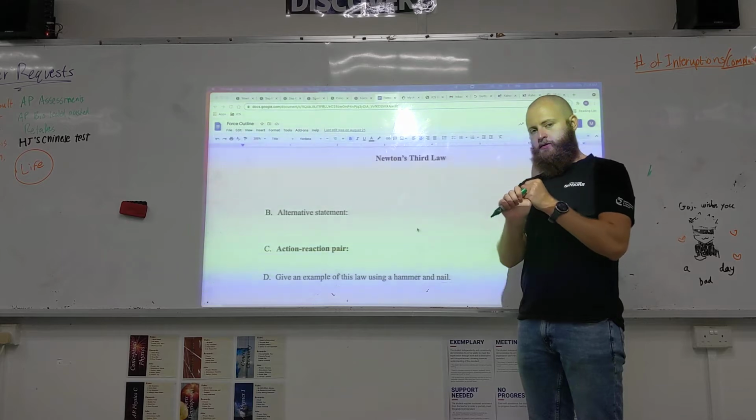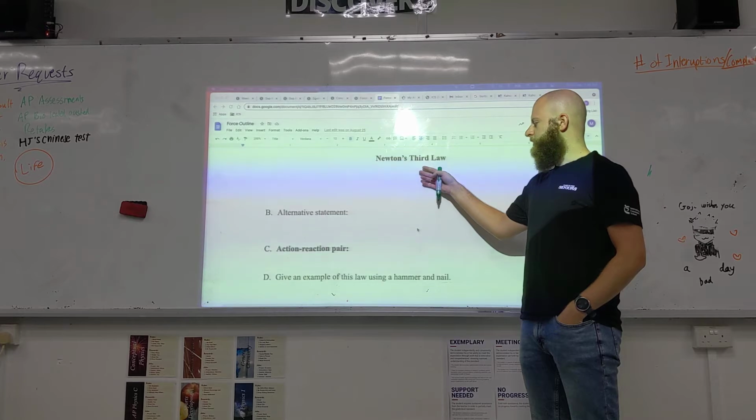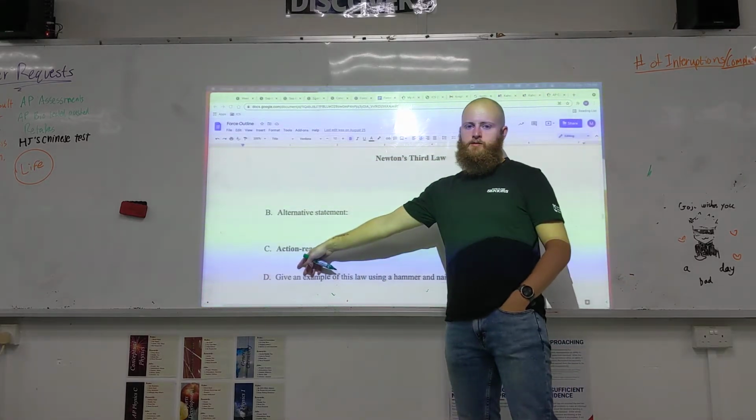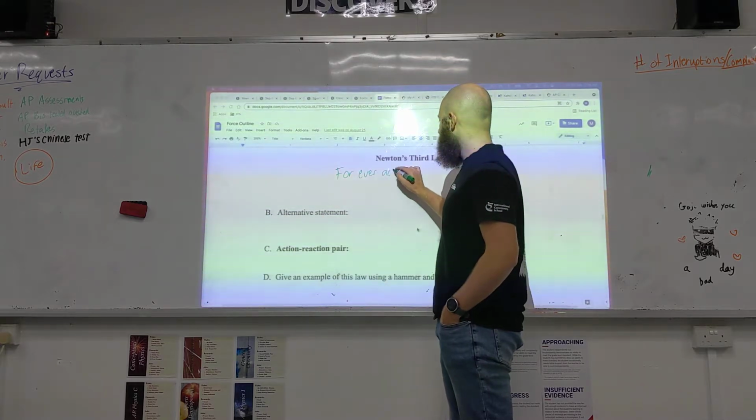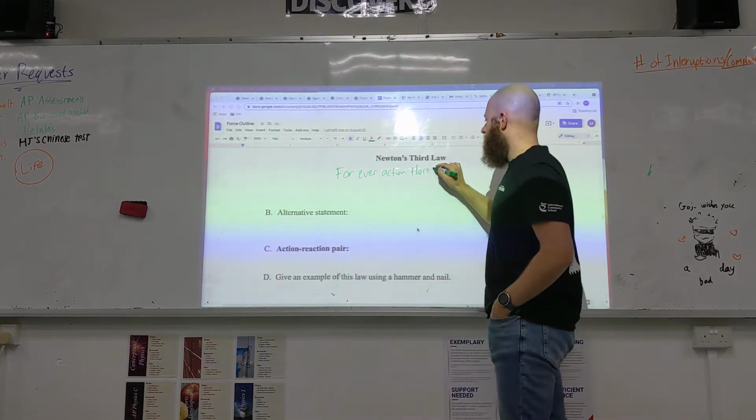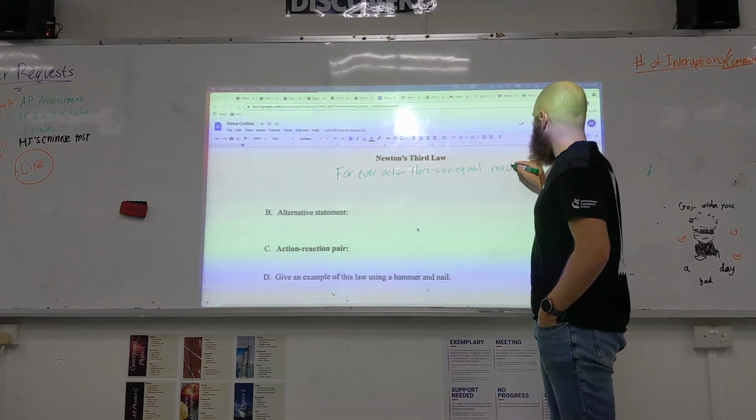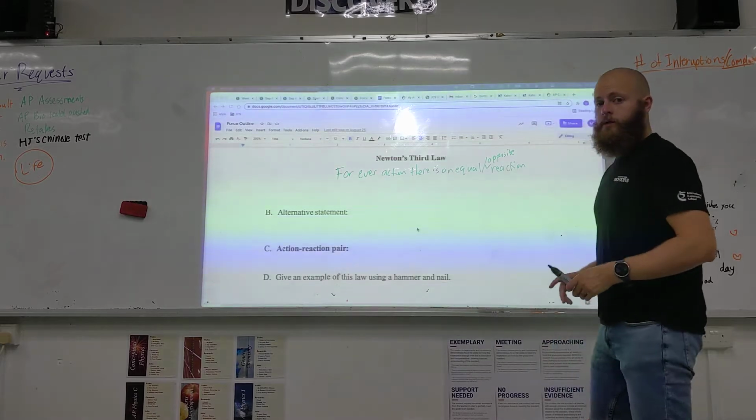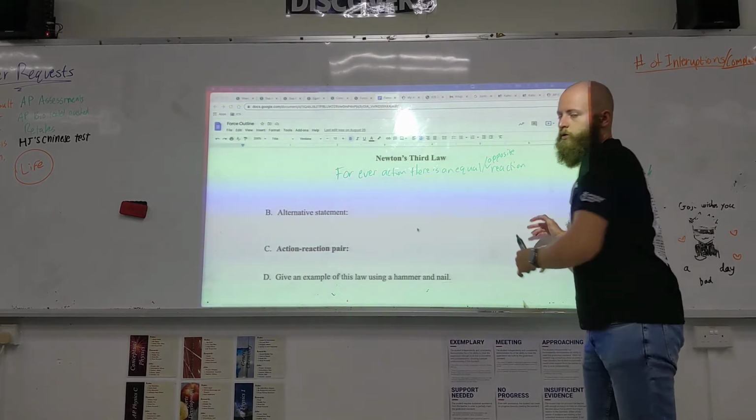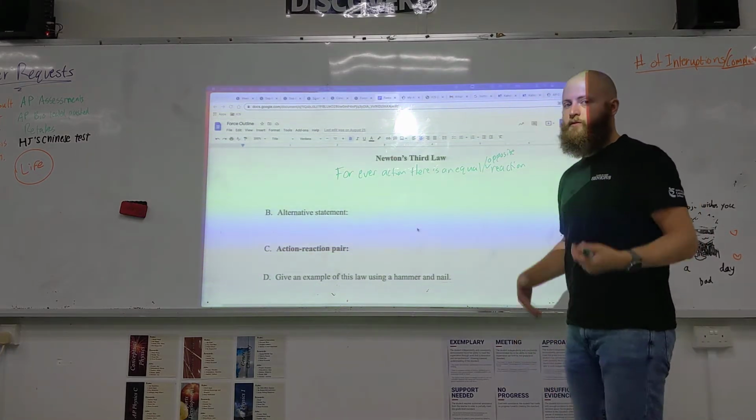Remember, the first law is inertia. Second law is F net equals ma. So the third law is related to action-reaction. Okay, so for every action, there is an equal and opposite reaction. In other words, if I push on the wall, the wall pushes back. If I'm pushing down on the floor, the floor is pushing back on me.